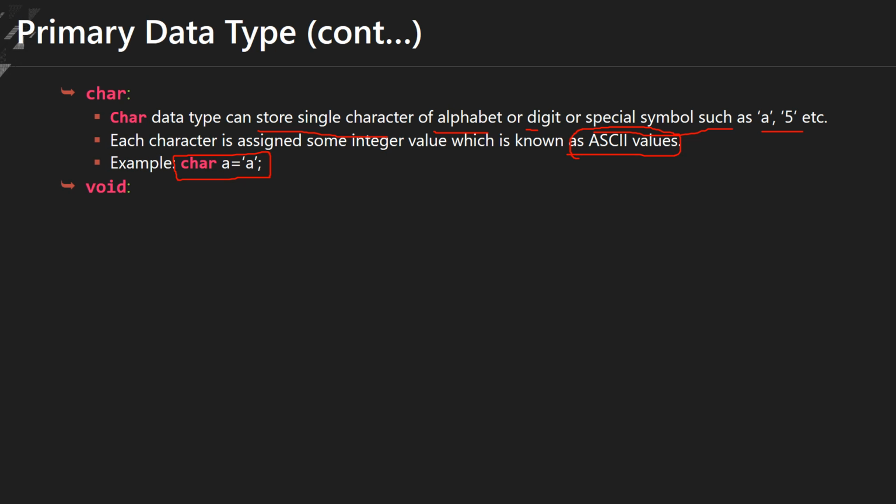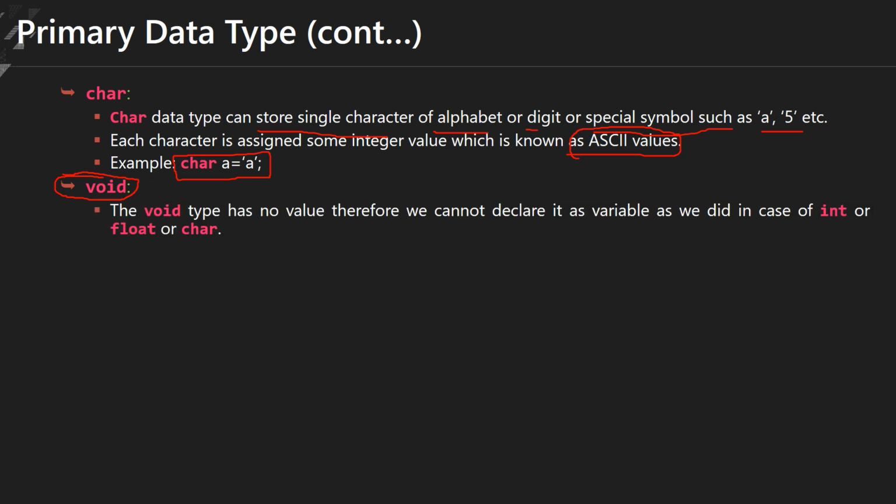Another special data type, which we did not discuss while categorizing the data types, is void. It is not considered a primary data type, but a special data type. Why is it called special? The void type has no value. Therefore, we cannot declare it as a variable, because a variable always holds a value.